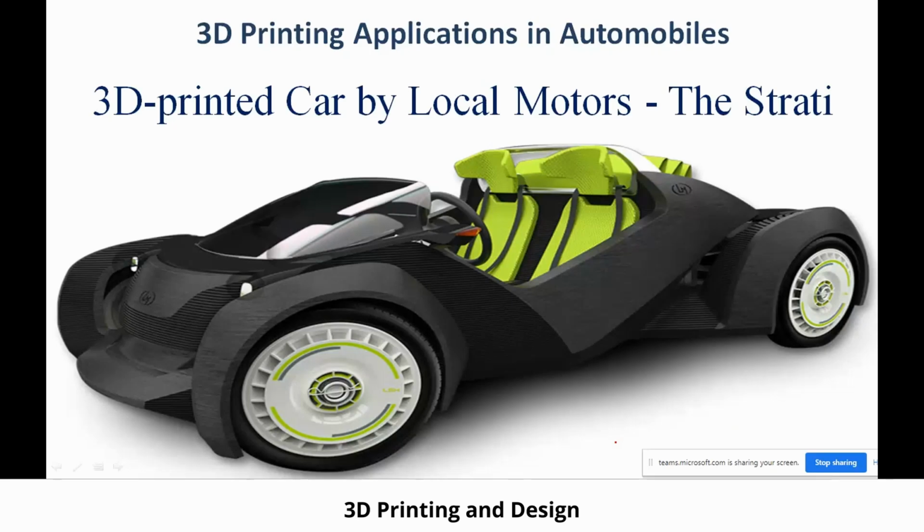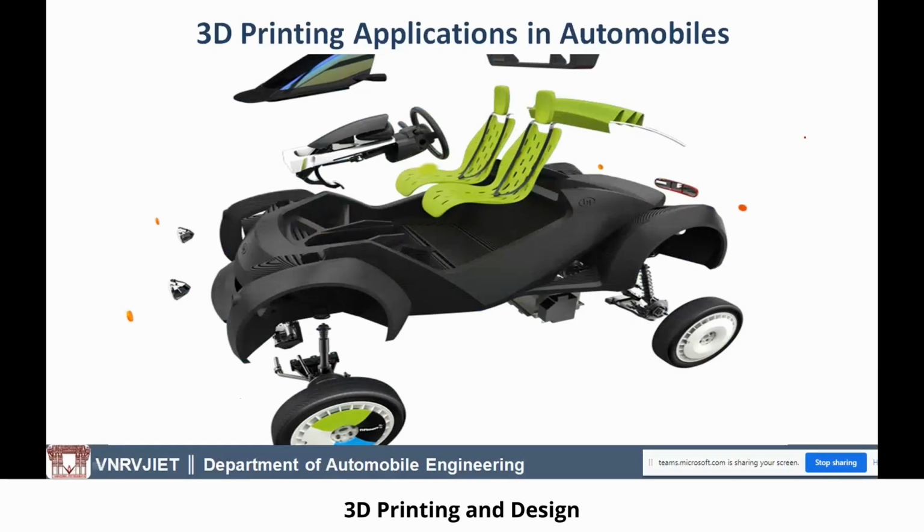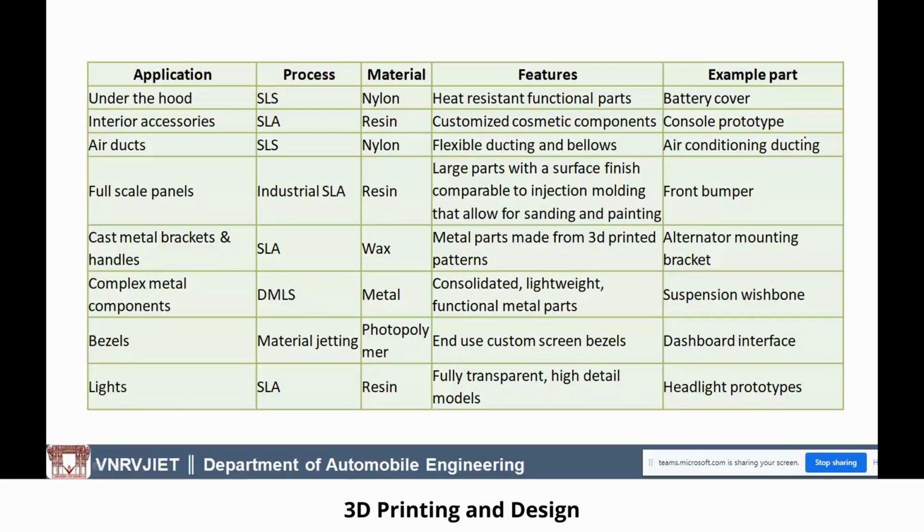A car, all the parts are printed using 3D printing, and then it is assembled. This is produced by Local Motors, and the name of the car is Strati. This is the extruded car. You can see all those components. All the components you can see on the screen are produced from the 3D printing technique only. So this I will skip, not required for you.